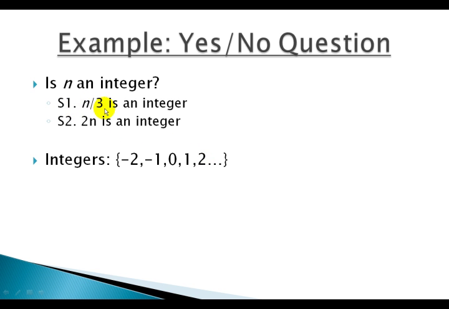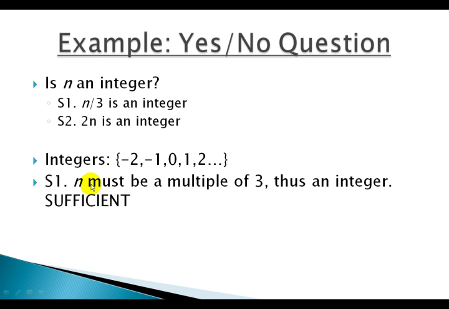n over 3 is an integer. Well, this tells us that n itself must be an integer, because the only possible values you can plug in for n are multiples of 3, since any multiple of 3 divided by 3 will end up with an integer as a result. So statement 1 tells us that n must be a multiple of 3 and therefore an integer. And it's sufficient, and we're down to answer choices A or D.